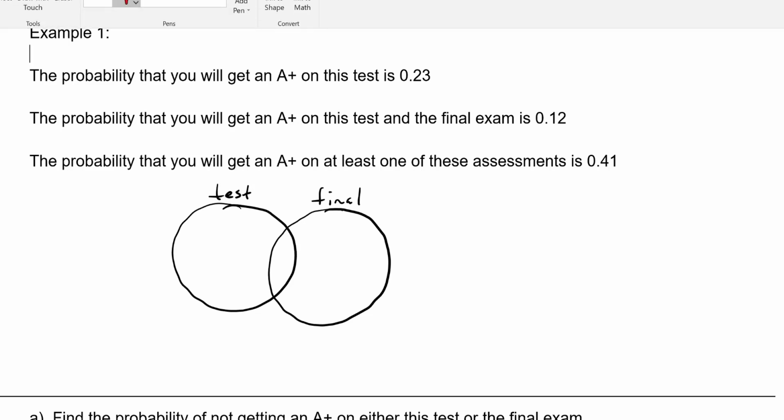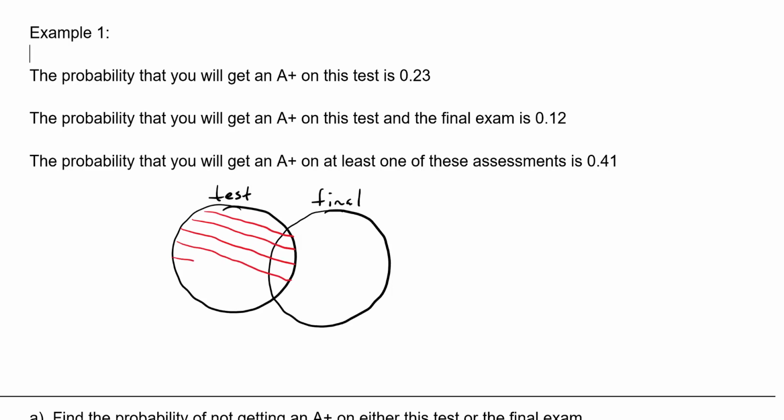Okay. So the first thing is, this is the probability that you get an A plus on this test is 0.23. Now what I want you to understand is, sometimes people say, well, is it just on this test? And it's not just, it's basically a blanket statement saying the probability that you get an A plus on the test is 0.23. So if I have to color this in, and you might be saying, well, Mr. Krebs, why are you shading in that middle part? Well, that's part of the probability of getting a test. You still can get an A plus in the final, but the probability of getting an A plus on the test is 0.23. So I'm going to put a little red dot here because that's what that represents, okay?